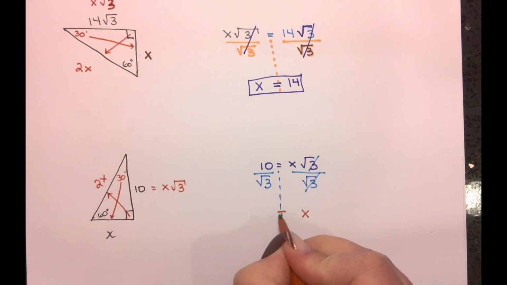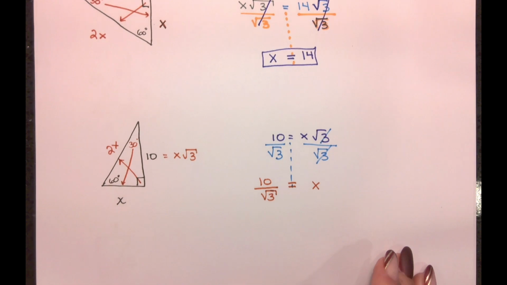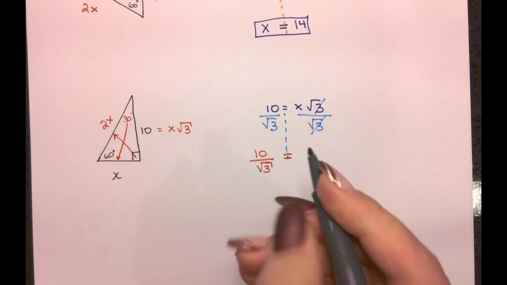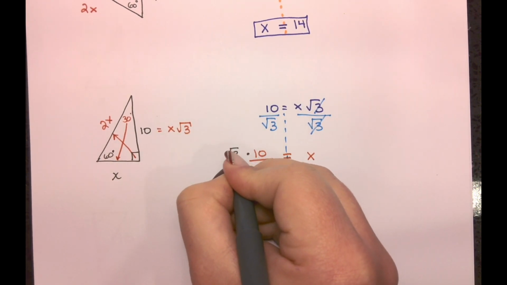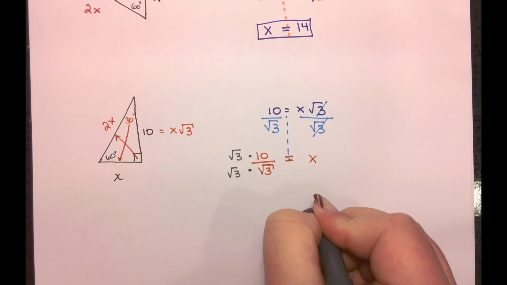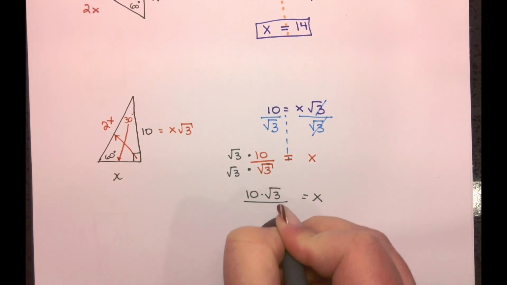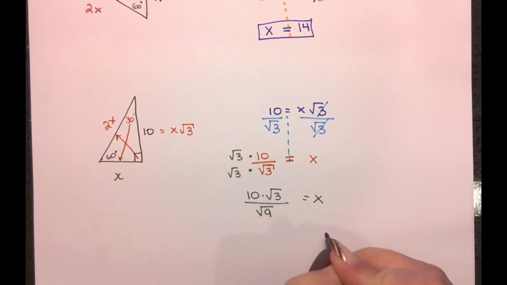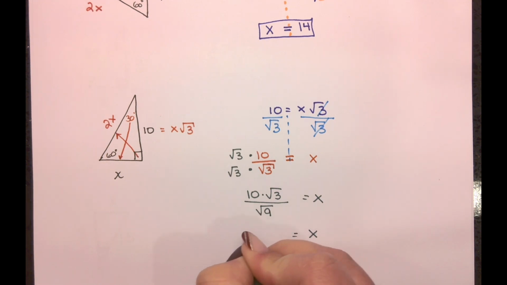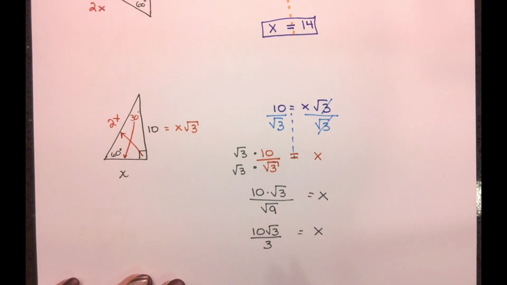X is then equal to 10 divided by square root of 3. This is where you're going to need to rationalize the denominator. Multiply by root 3, top and bottom. We get x is equal to 10 times the square root of 3 divided by square root of 9. Simplify. We get 10 root 3 over 3.